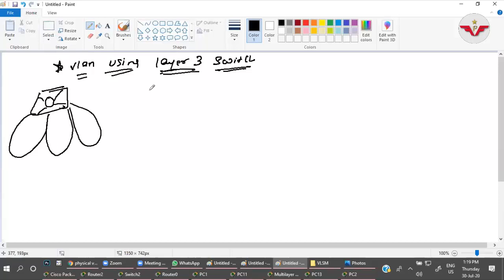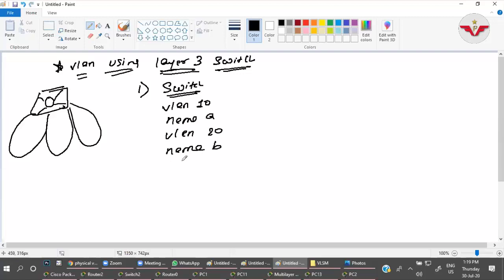This was the scenario. First step on the switch. I had used the command, sorry, not int. First of all, I had created VLAN 10, name A, VLAN 20, name B, VLAN 30, name C. Done.